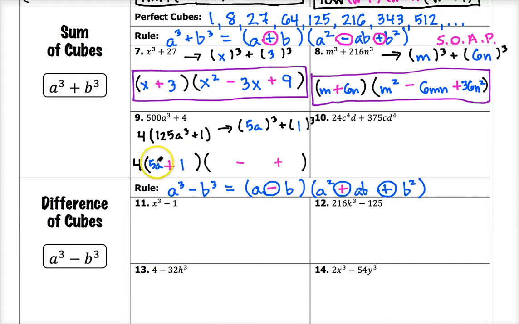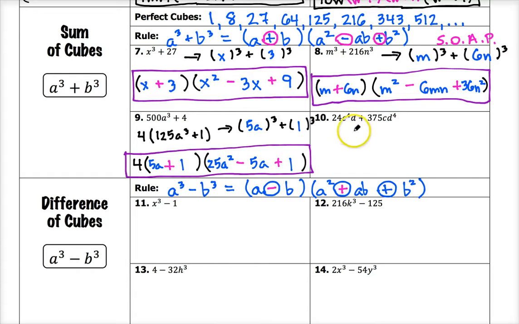Now take your 5a. If you square 5a, you get 25a squared. That goes here. If you square 1, you get a 1 here, and then multiply these two for your middle term. 5a times 1 is just 5a. So this is your final answer, and again, make sure you include that GCF of 4 in your answer as well.